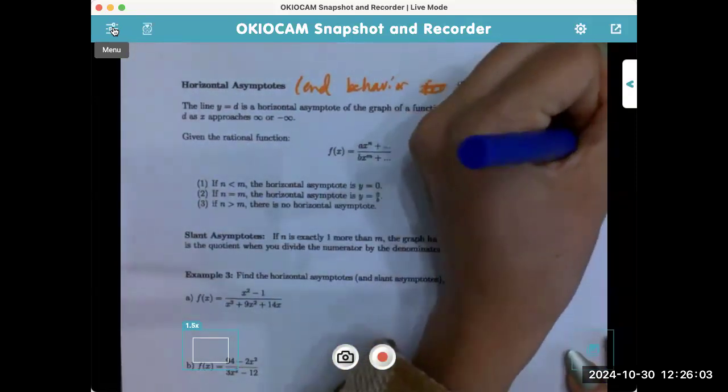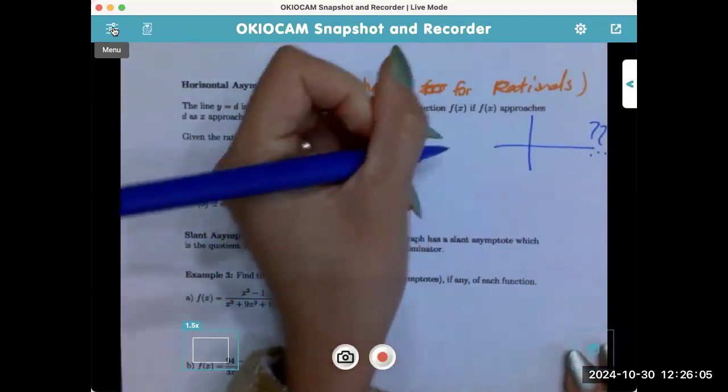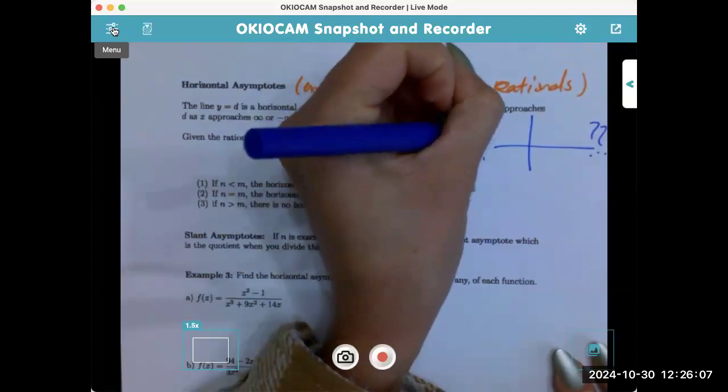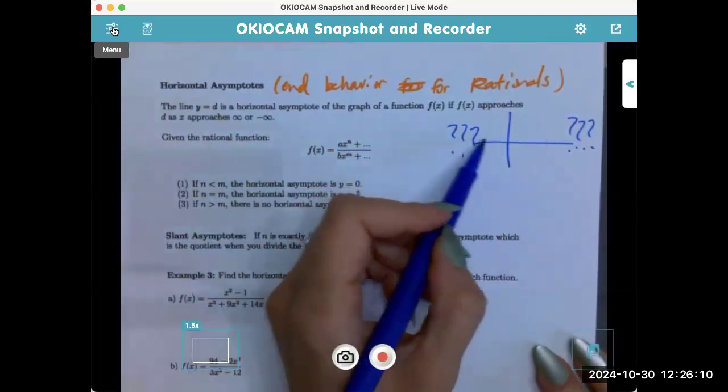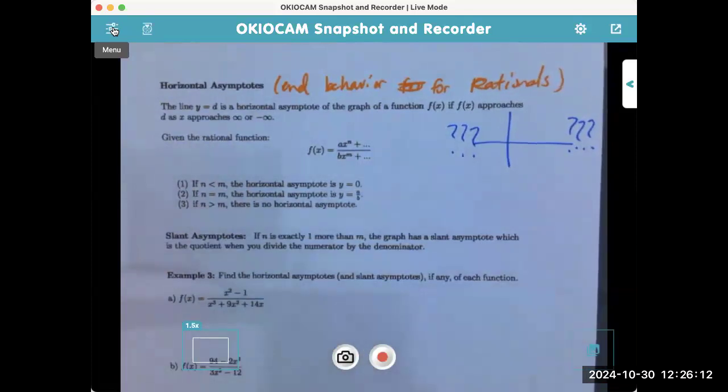If this is my graph, what's happening way over here on the right? What's happening way over here on the left? We don't really care what's going on in the middle. It can just do its thing.